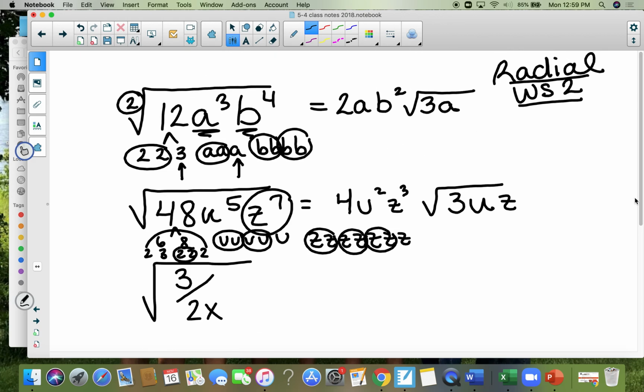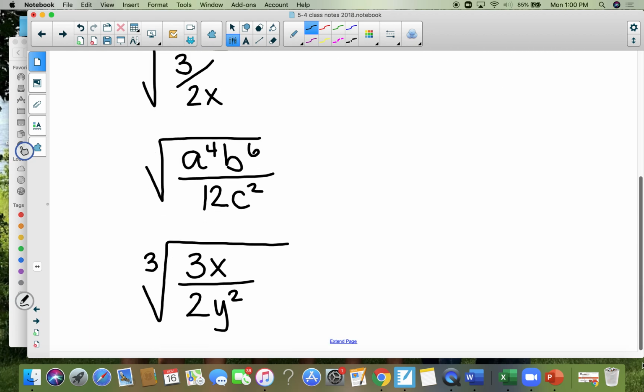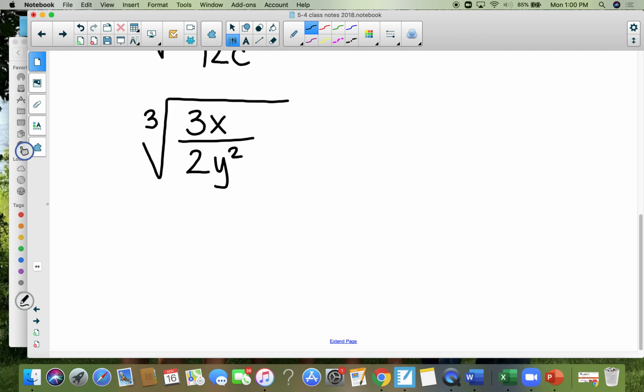Let's do one more. Let's extend the page. Before we get to fractions, let's just do one more. Let's do the cube root of 72, A to the 5th, B to the 6th, C to the 8th. Let's just do one more of these.